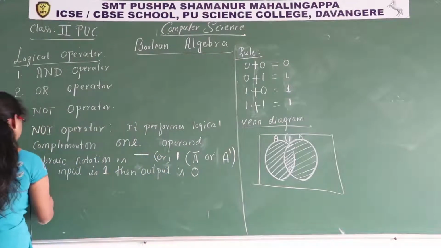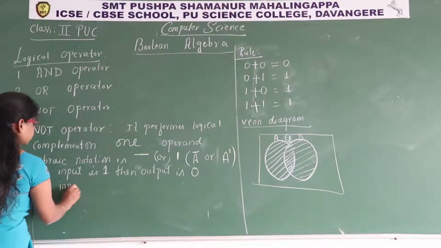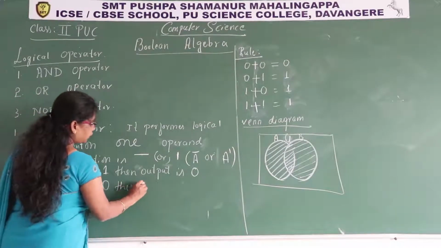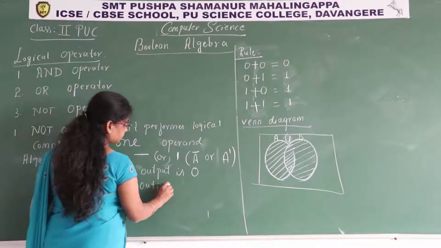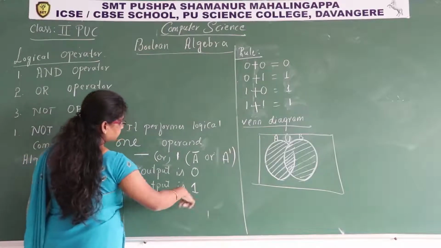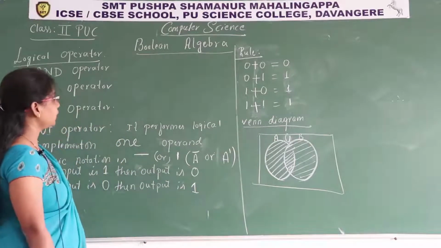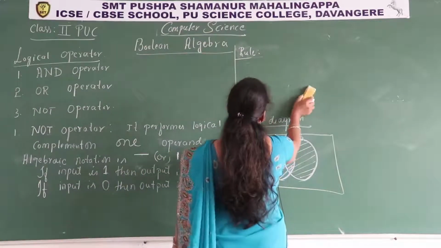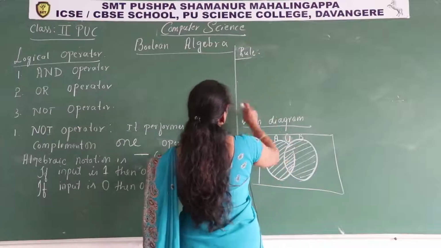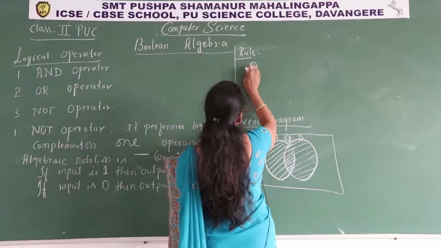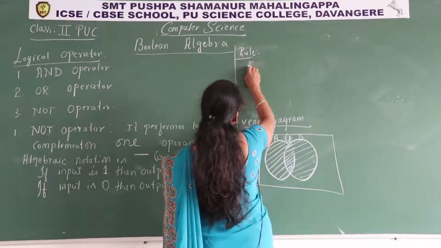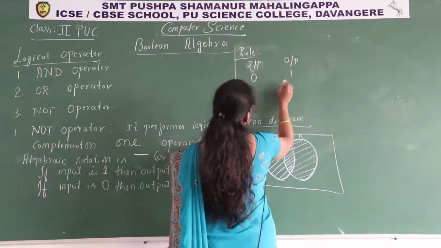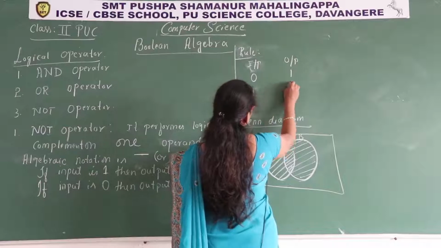If the input is 0, then the output is 1. It operates on only a single operand, so we have only two possibilities. I'll consider this as input and output. If the input is 0, the output is 1. If the input is 1, the output is 0.